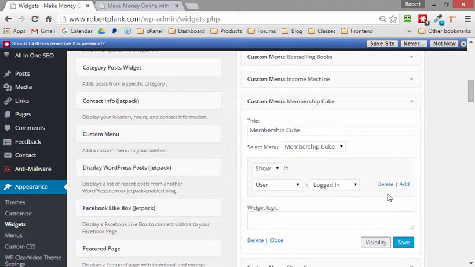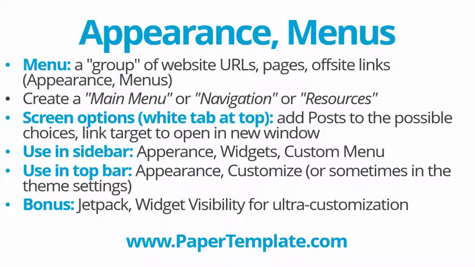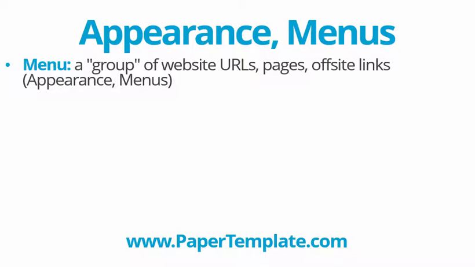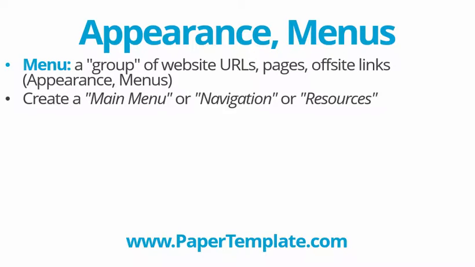Cool. So that way we can create a ton of different menus, a ton of different sidebar items, and then use the widget visibility plugin to show or hide different items depending on if members are logged in or logged out. So we went to Appearance, Menus to create a group of website, offsite links, or pages or posts. Then I usually name mine main menu for the top and resources for the sidebar, but you can name them whatever you want. You can make a bunch of menus if you want.